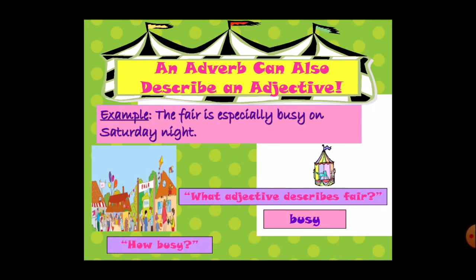Now, how busy? This question is answered by the word especially, which is used as adverb. The adverb especially is giving us more information about the adjective busy, which is describing the noun fair.